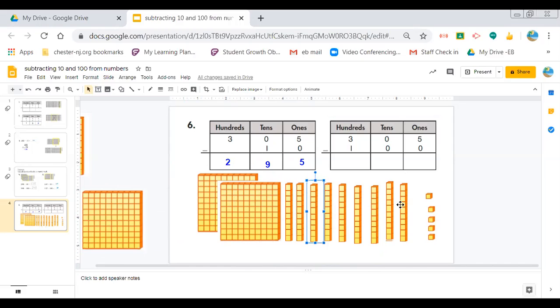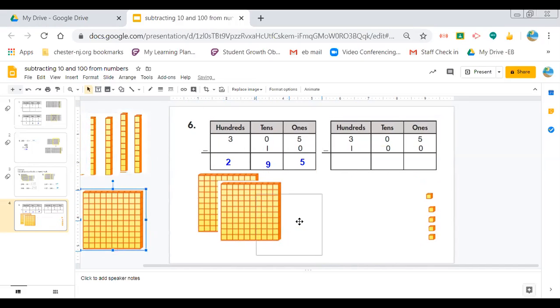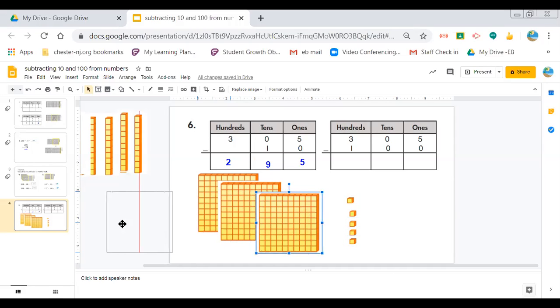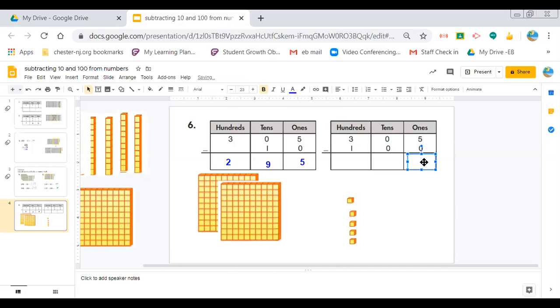Okay. And then if I were to put it back to 305 minus 100, for the next one, all I would have to do is take away a group of 100. And then I can answer. We still have 5 ones, there are no tens, and since I took one away, I have 200 left. So my answer is 205.